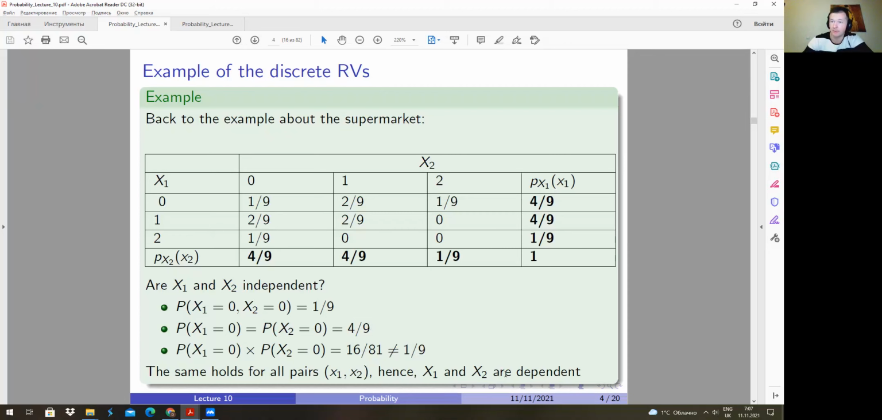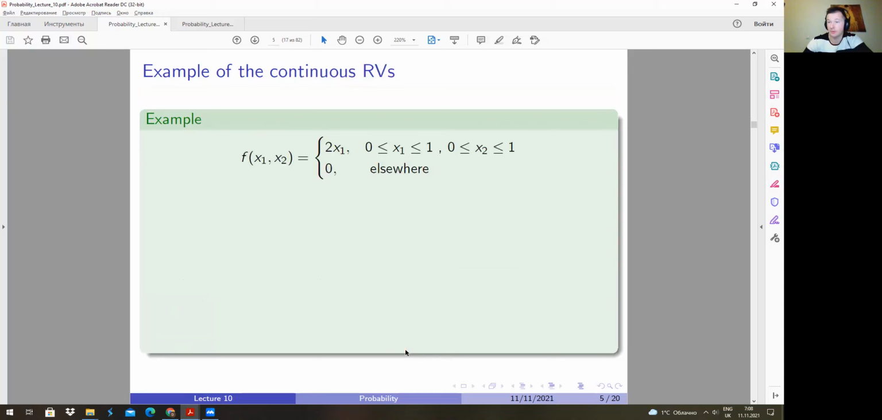Once again, intuitively, they must be dependent. Formally, they are also dependent because we proved that this equality does not hold. In the case of continuous random variables, we do the same.